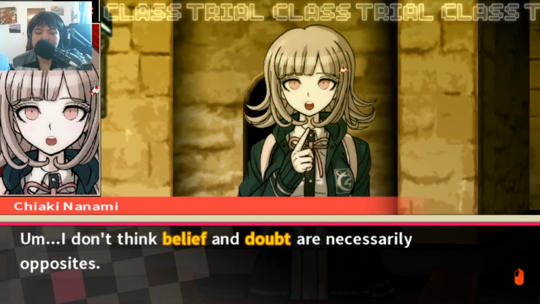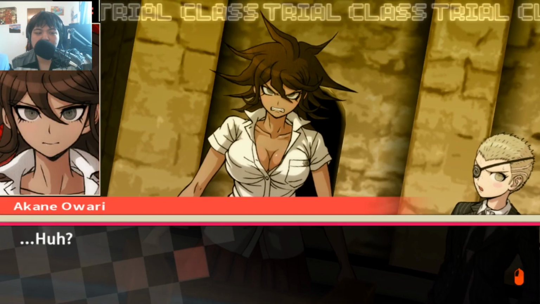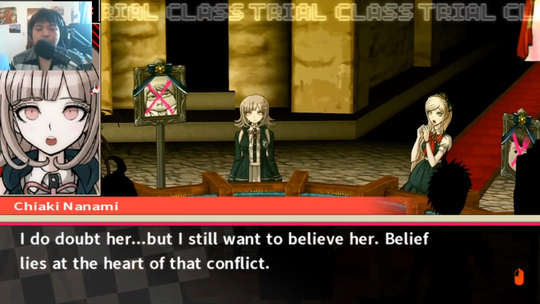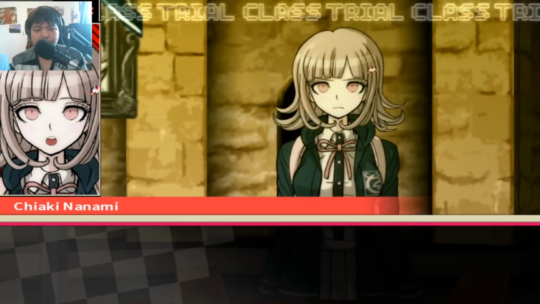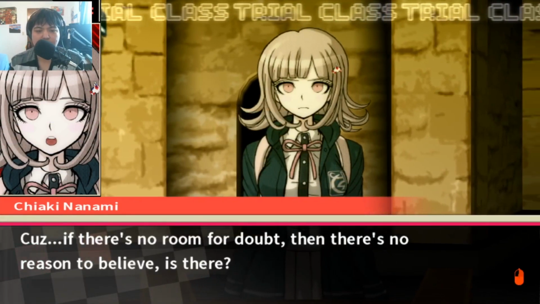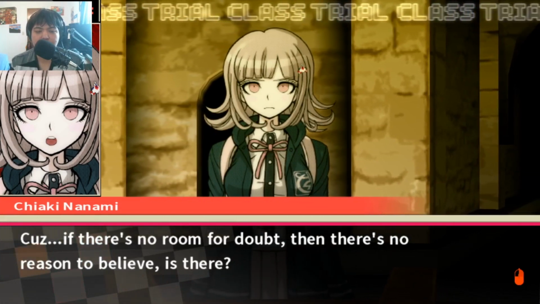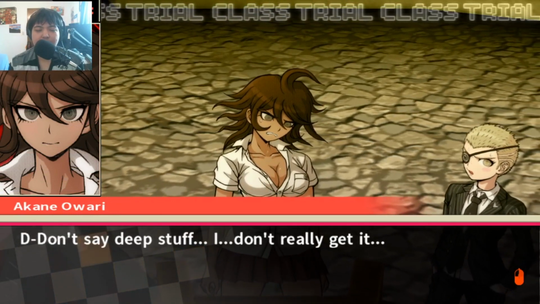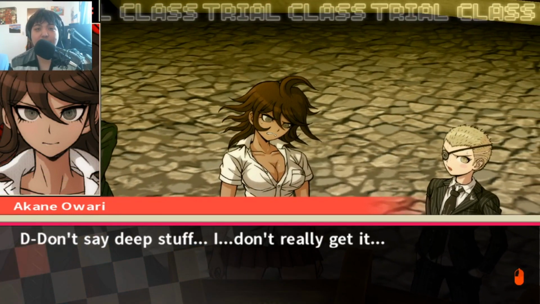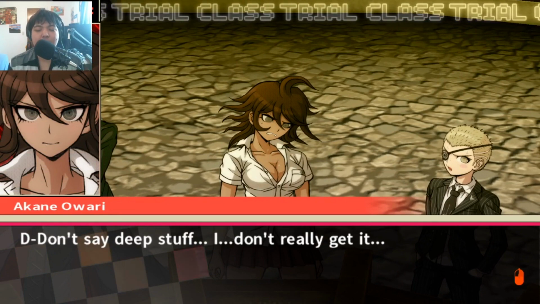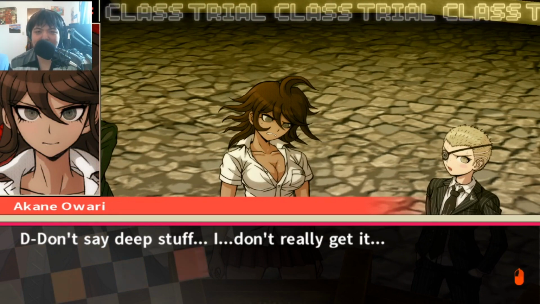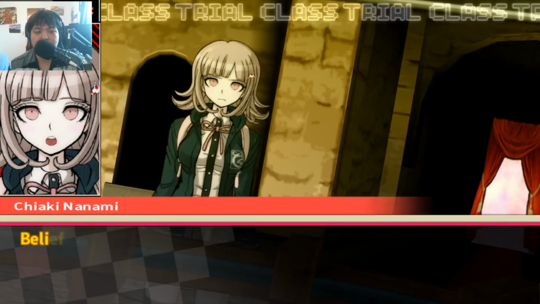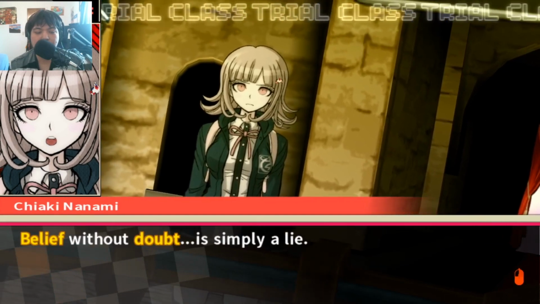I don't think belief and doubt are necessarily opposites. I do doubt her, but I still want to believe her. Belief lies at the heart of that conflict. Because if there's no room for doubt, then there's no reason to believe, is there? Don't say deep stuff. I don't really get it. I know how you feel. I know how I really feel about Mikan, but if we don't face the truth now, we'll all be dead. If you want to believe in someone, you need to overcome doubt first. Belief without doubt is simply a lie.